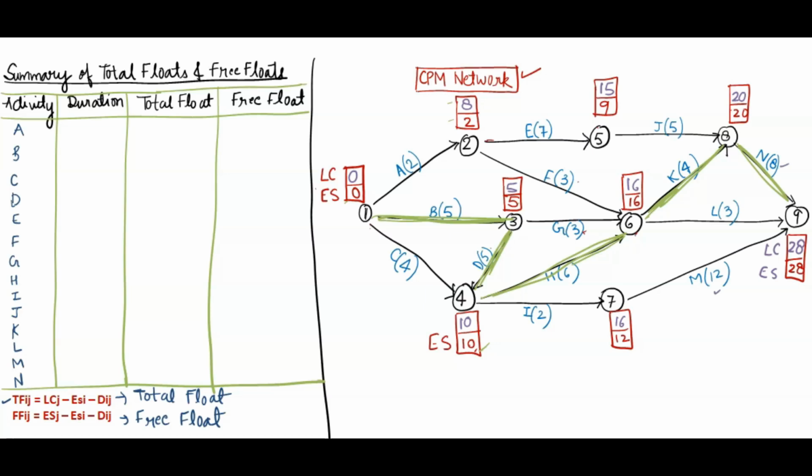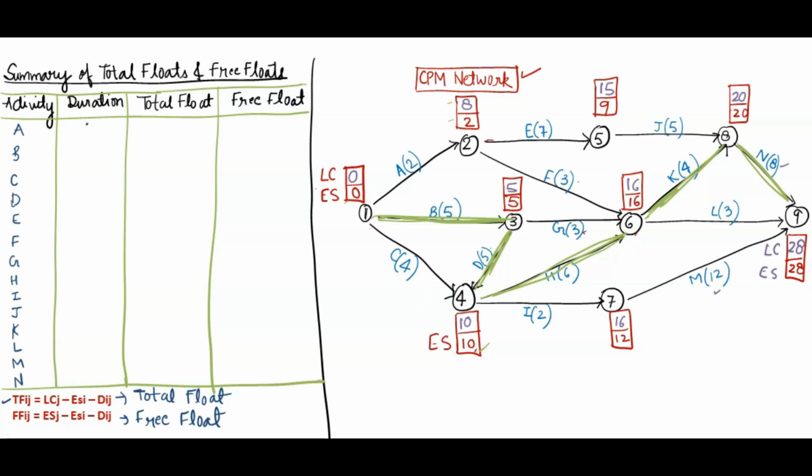So whatever activity we will take, first we have to take the latest completion of the ending node, minus the earliest start, ES, of the starting node, and minus duration. Like this we'll find out the total float. So first here I have created a table with the activity. For all the activities you have to find out the duration. So we have activities from A to N, and then the duration also I'll write here from the question itself.